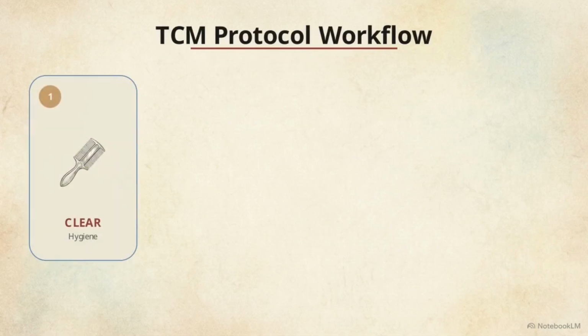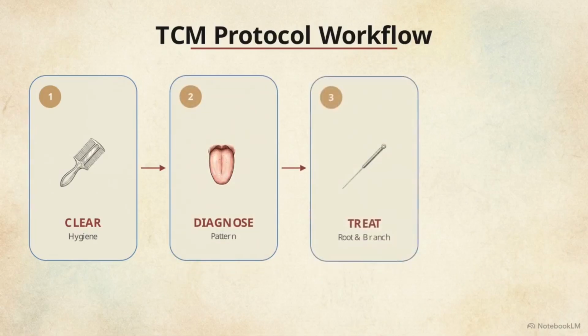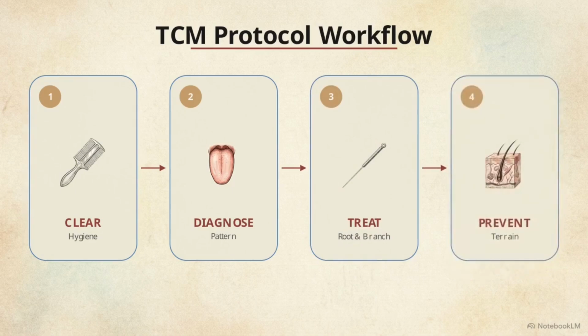Step 1 is mechanical removal and hygiene. Step 2, identifying the internal pattern through tongue, pulse, and scalp signs. Step 3, selecting points to treat symptoms and the root. Step 4, providing dietary and environmental advice for prevention.